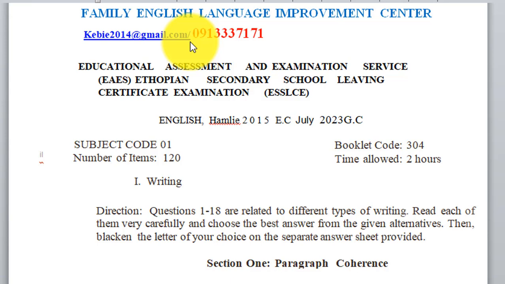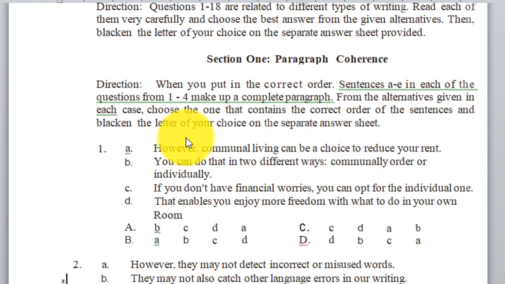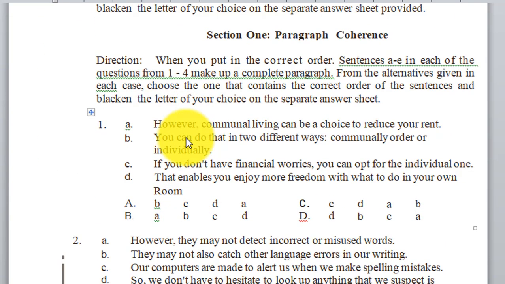The instruction is given here, which is the 2015 educational grade 12 English questions. So I'll try to do the questions one by one. The first section, part one question, paragraph coherence. So what does coherence mean? Let me give an explanation about coherence. It is one of the basic qualities of a paragraph, in which the ideas in a paragraph should be interwoven with each other, and they will give a complete or concrete meaning.